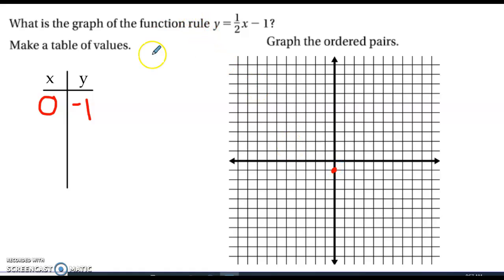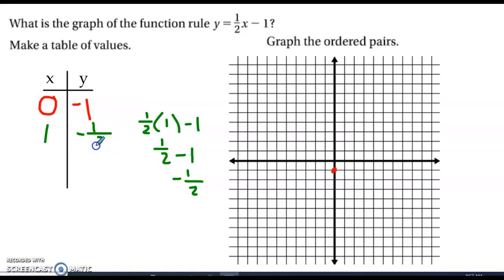So if you're wondering where those numbers came from, right now I'm just going to pick 1. You can use any numbers. I'm just staying close and small. So I do 1/2 times 1 minus 1. Well, 1/2 of 1 is a half. 1/2 minus 1 is negative 1/2. So when you plug in 1, you get out negative 1/2. So that's right 1, down 1/2.